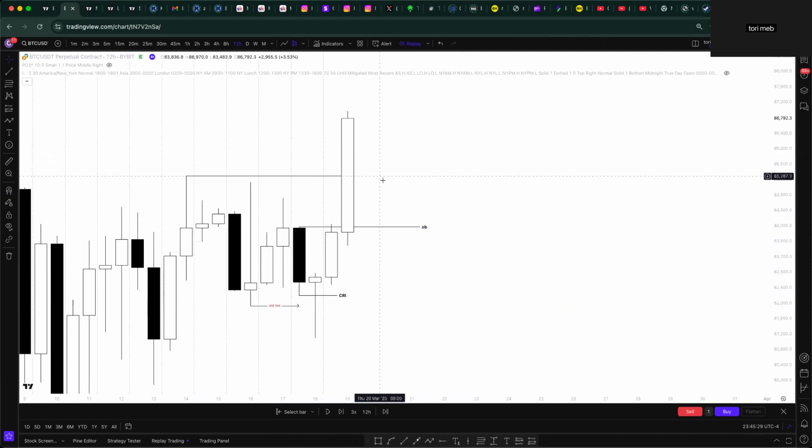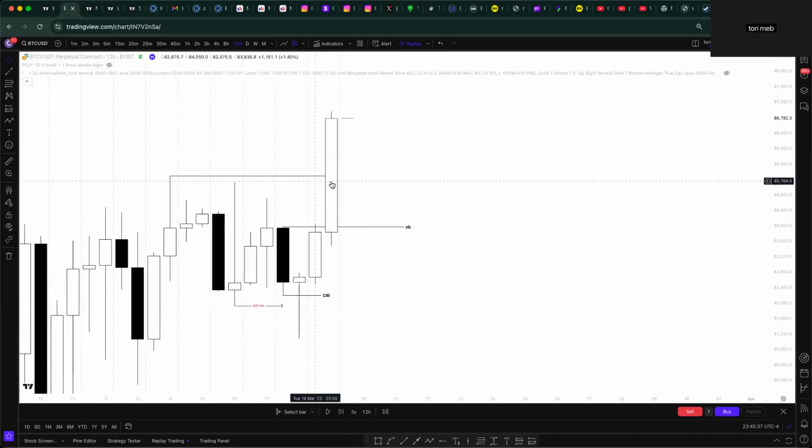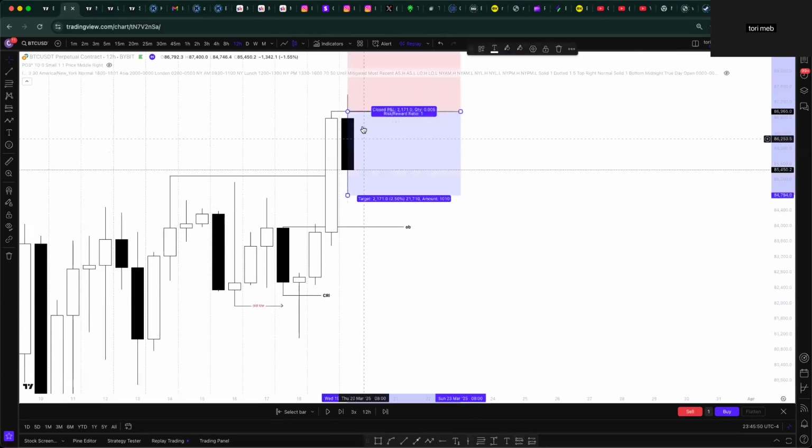And now what do I want? I want to see another CRT form within this place. So I wait patiently. This is also a form of old high. So I wait and I see the CRT again that's forming here. Wait for the manipulation, take it to the 50%, short it to the 50% like this.